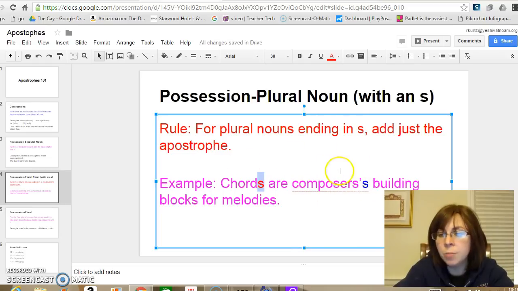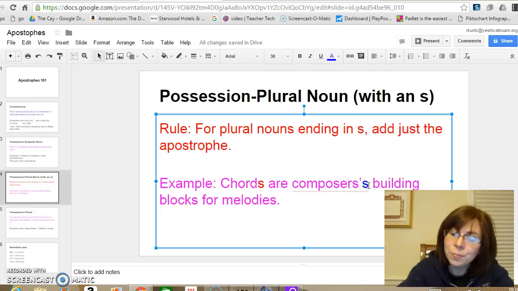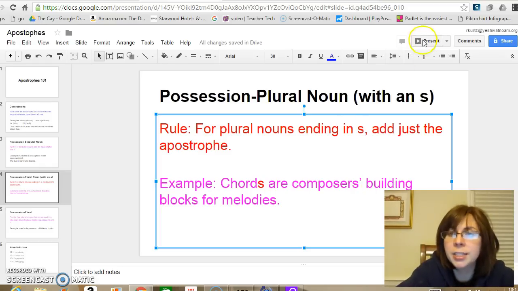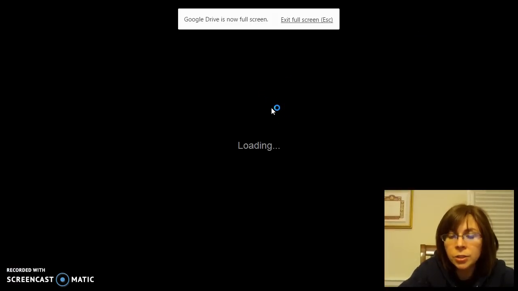However, this rule is very important. Whenever we're dealing with a plural and there's an S at the end, all we need to do is add an apostrophe at the end, and voila, you have the plural possessive. So chords are composers' building blocks for melodies. Let's continue onwards.